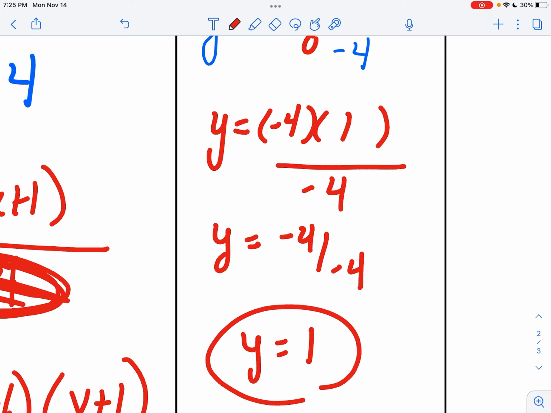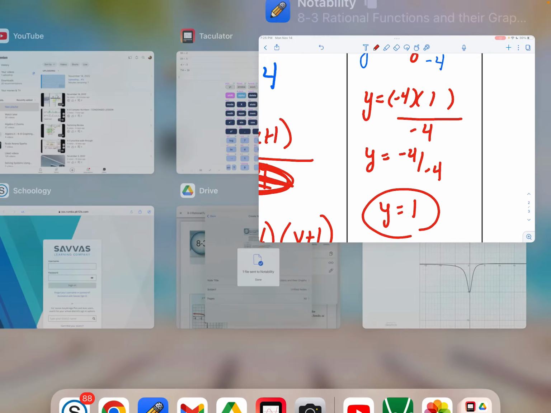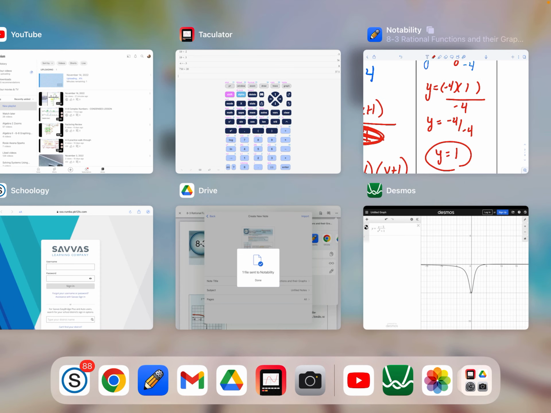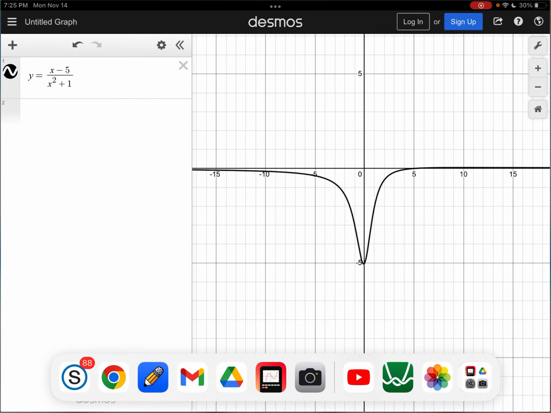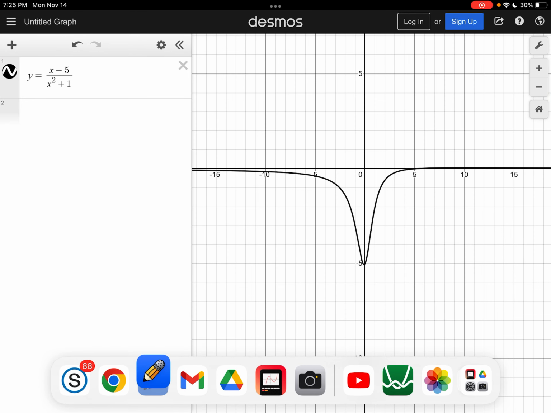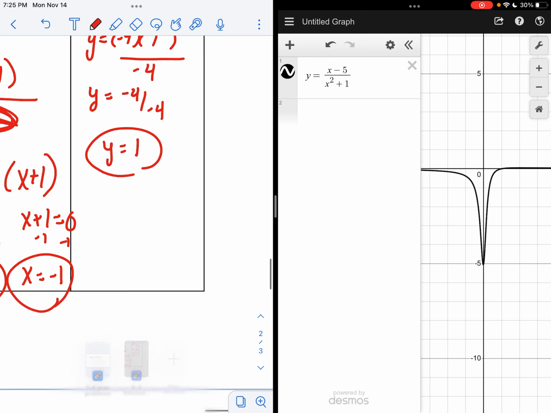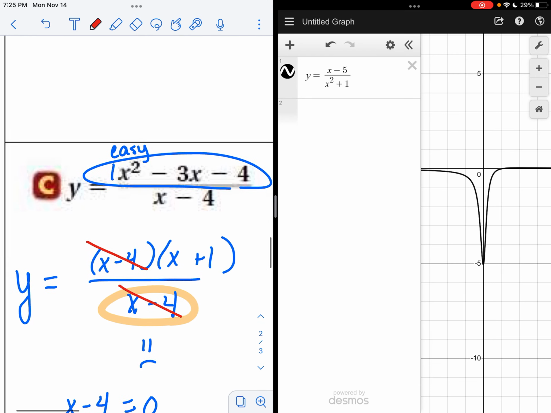Ready to use some Desmos up in here? Yes. Me too. When you said up in here, it made me think of an old song. Is that a good story? No. Okay.